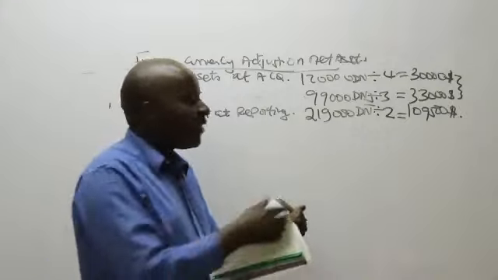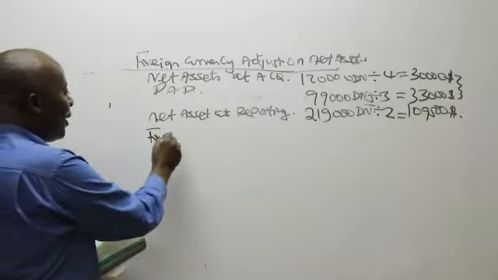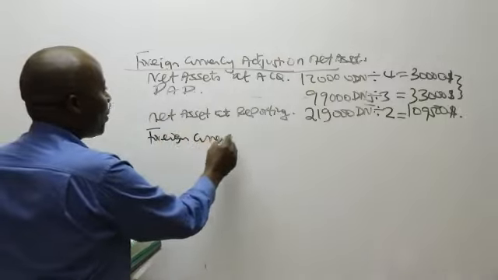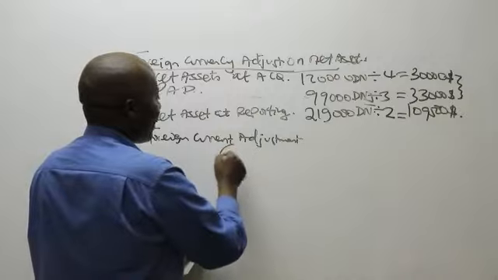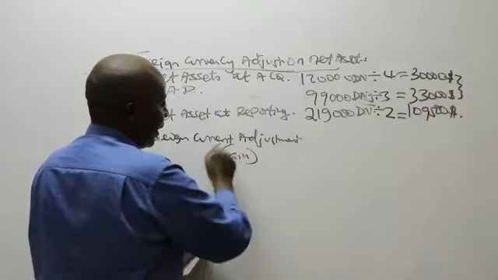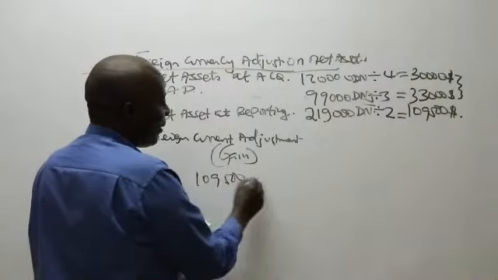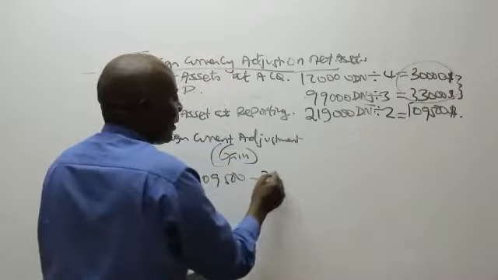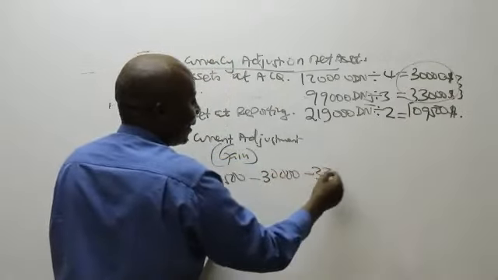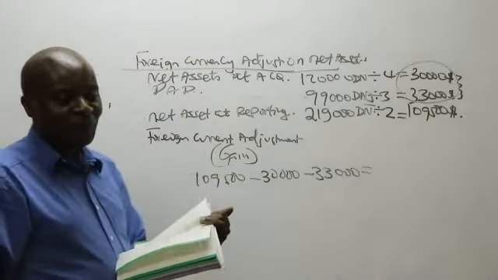So, ladies and gentlemen, for you to be able to get the foreign currency adjustment on net assets, which will be a gain here, I can see it's a gain. What I'll do, I'll take the closing rate 109,500 minus these other two combined. I'm going to subtract 30,000 and 33,000. You'll be able to get your gain on net assets.